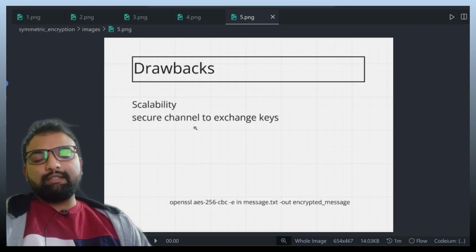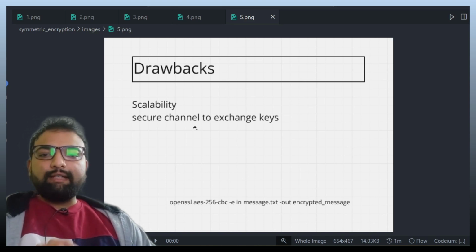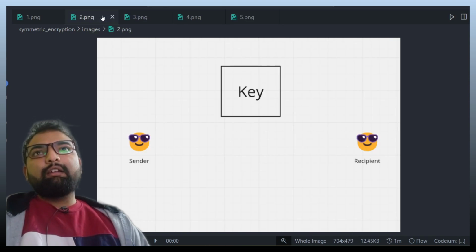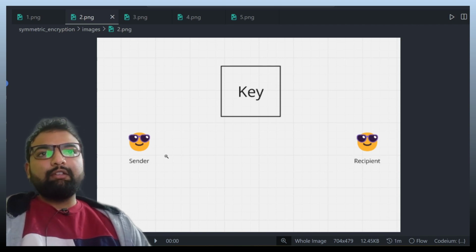The second drawback is the need for a secure channel to exchange keys. Keys should be shared between the sender and the recipient beforehand. But how would these two share the key? They cannot share it directly, because that would be unencrypted, so they have to physically share the key somehow. That is the most secure way right now. For this we use asymmetric encryption, which we will discuss in the next video.